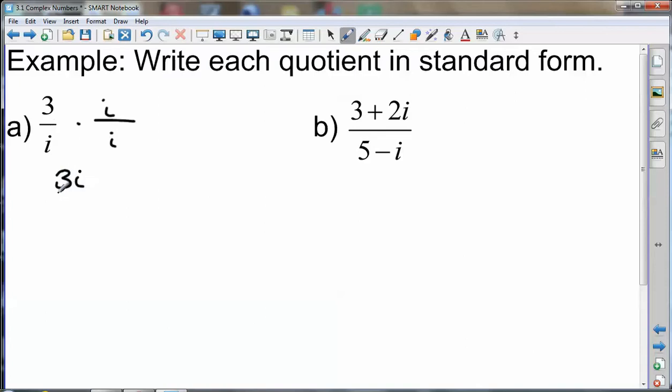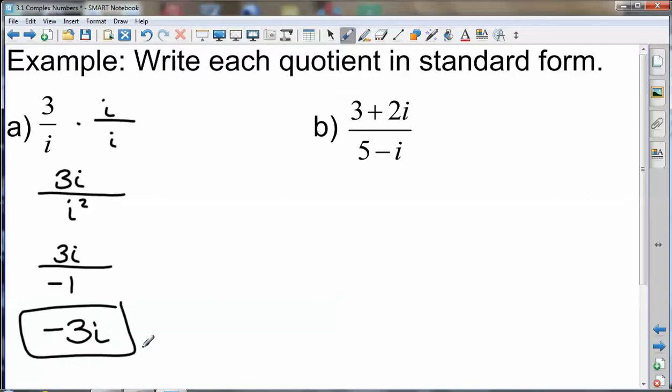So the top will give me a 3I. The bottom will give me I squared. So that's 3I divided by negative 1, which is negative 3I. We wrote it in standard form. What's the real part of that number? 0. There is no real part, and the imaginary is your negative 3. Okay, B is a little bit different.